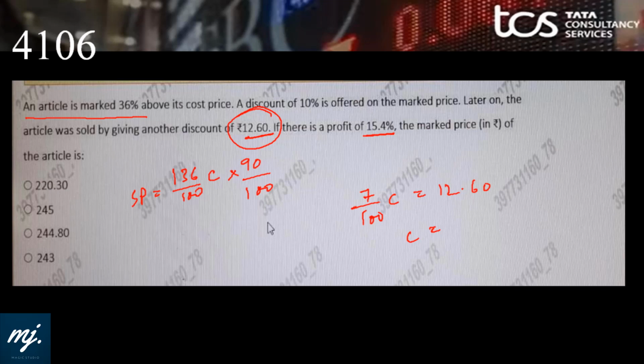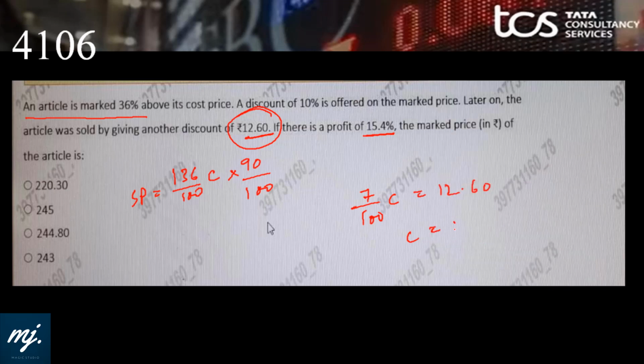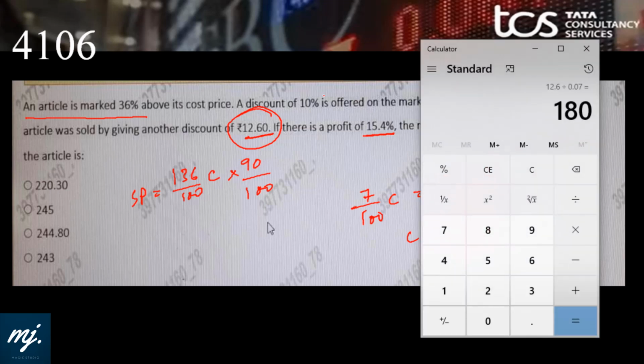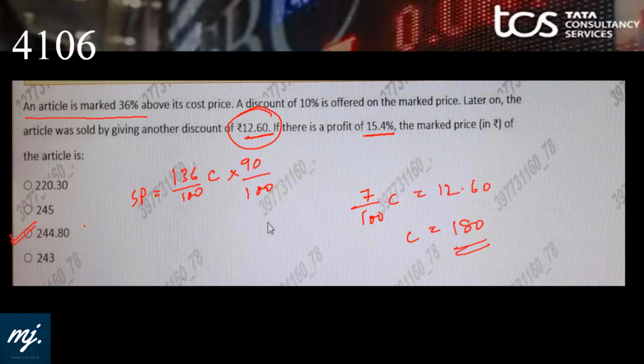Then how much is the cost price? 12.60 divided by 7%, the cost price is 180 rupees. Now what is the question? The marked price of the article. The marked price is above by 36%, so 180 into 1.36 will give 244.80. That is in option C.